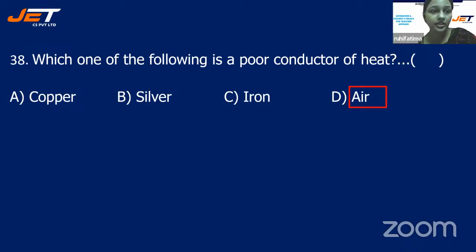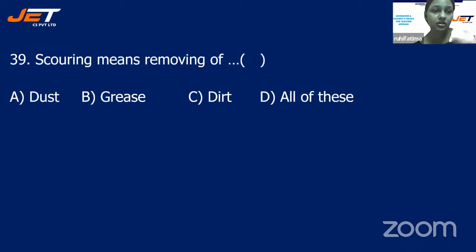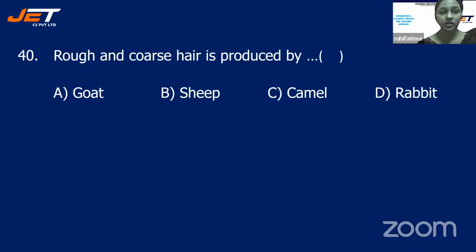Okay. Let's come up to the next question. Scoring means removing of dash. Dust, grease, dirt, or all of these. And the correct answer is all of these. Scoring means removing of dust, grease, dirt, everything. Okay. Now let's come up to the next question.